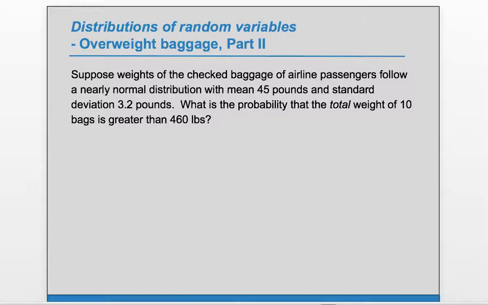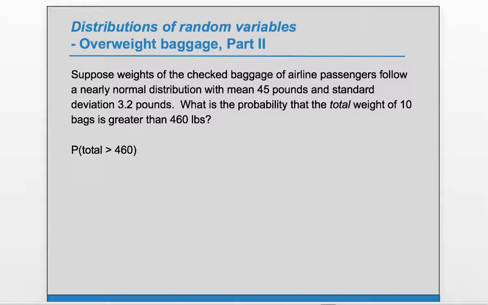Here we're interested in a sum or a total. We want the probability that the total is greater than 460. However, we don't necessarily know the standard deviation of a sum. In that case, we could change the problem from being about a sum to being about an average, because we do know the standard deviation of an average.